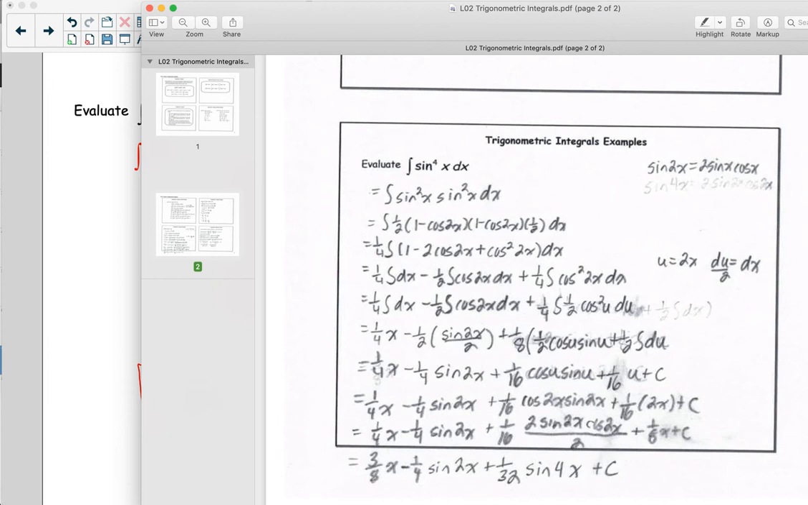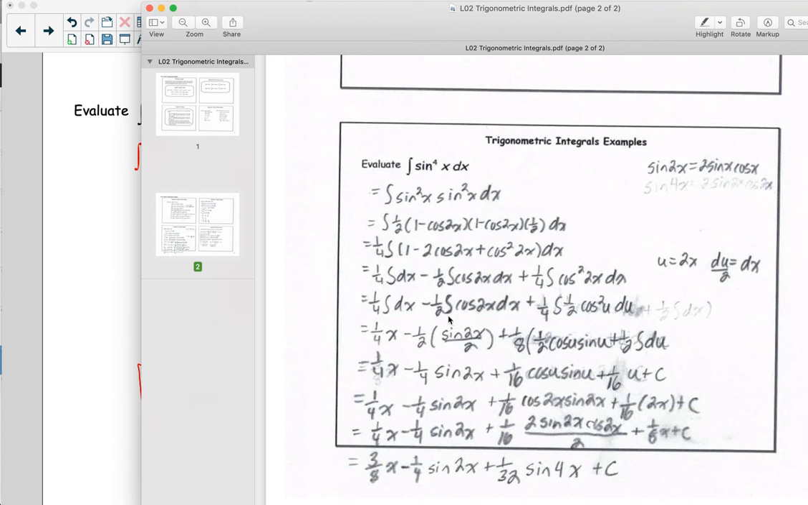Now I'm going to show you an alternate approach. So this approach is using the technique that I outlined earlier, where we're going to use the double angle formulas. So I'm going to replace this with 1/2 times 1 minus cos 2x. I'm going to replace that with 1 minus cos 2x, multiply by 1/2. The quarter comes out in front, I distribute here, and now I have the integral of dx minus 1/2 the integral of cos 2x plus 1/4 the integral of cos squared 2x dx.